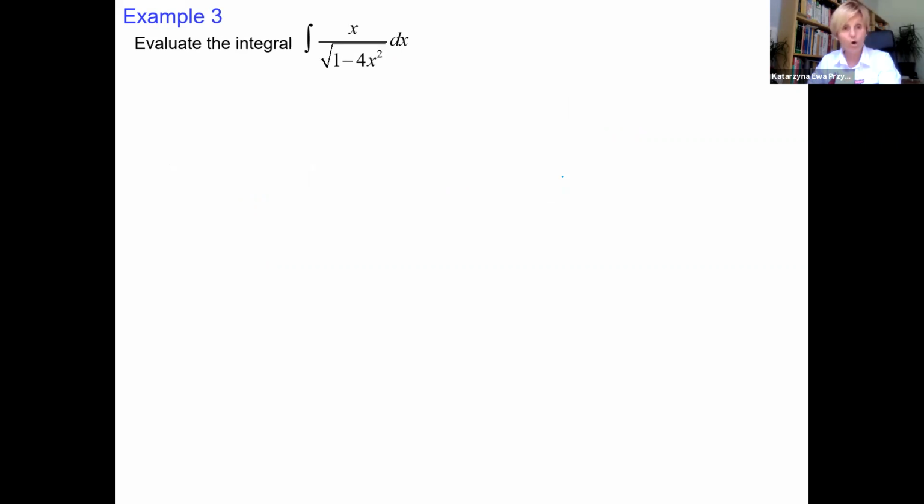Integral of x over square root of 1 minus 4x squared dx. Okay, now we do not see a product, but we see the quotient of two functions, x and square root of the inner quantity. Let's use the same tool. I will grab that inner function and I will name it u. u is 1 minus 4x squared. Let's differentiate. Derivative of u is du. Derivative of 1 minus 4x squared is negative 8x dx.